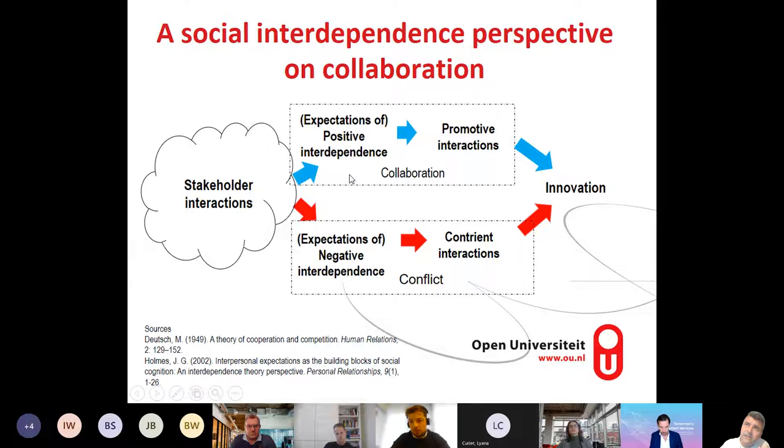If they start from expectations that, yes, I need the others in order to succeed, and I can add value to the others in order for them to succeed, that's positive interdependence, and that generates collaboration and fosters innovation. That's the blue line. However, if I think, well, actually, I don't need the others to achieve my aims, I need their resources, so I have to take their resources and prevent them from using their resources, that set of conflictual expectations generates conflict, and what social interdependence calls contrarian interactions, and that eventually reduces innovation.